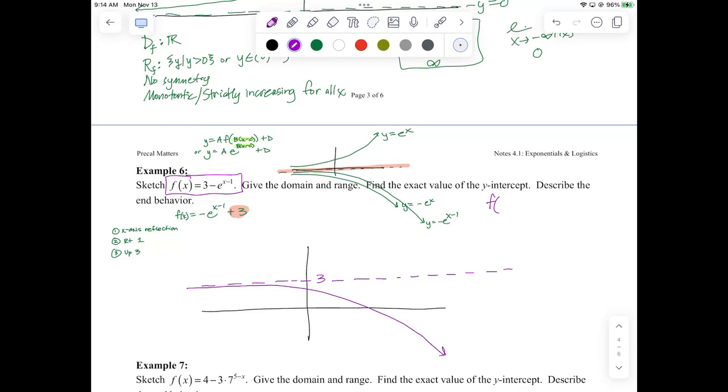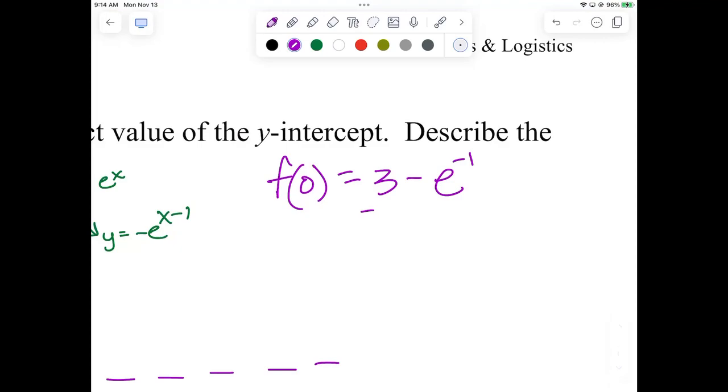The original version is easy for evaluating. So let me do f of 0. It's 3 minus e to the negative first power. Well, that's the same as 3 minus 1 over e. Is that going to be positive or negative? That's positive, right? That's like 3 minus a third-ish. All I need to know is that that's positive. So I'm going to put greater than 0.